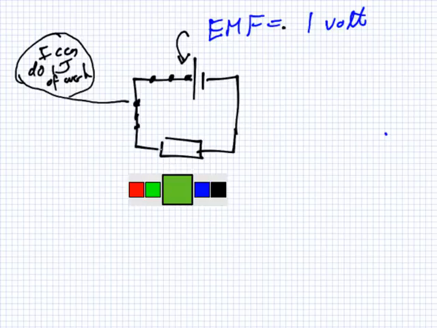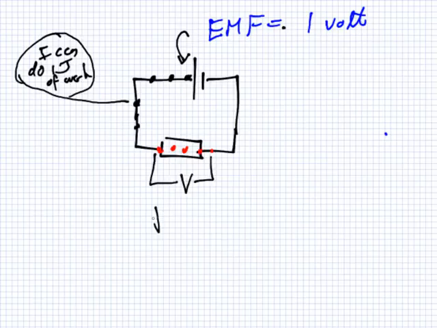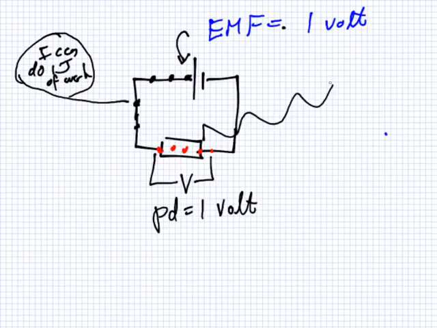Then here, the coulomb travels through the resistor, and if the potential difference here is 1 volt, what that means is it did 1 joule of work. It lost its ability to do more work. It already did it in the resistor. Maybe the resistor is a light and some light came off, whatever.